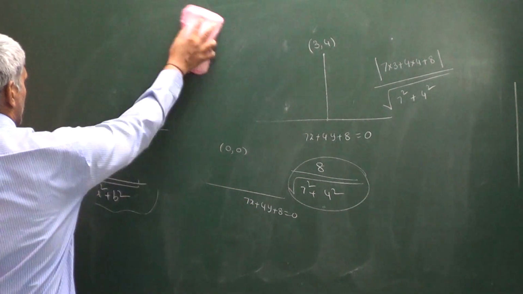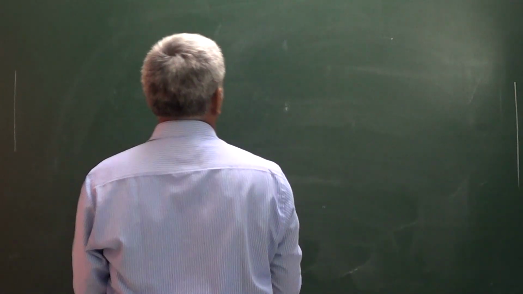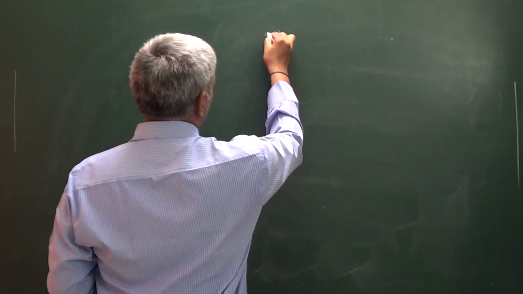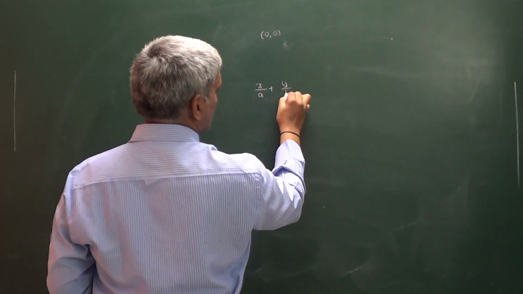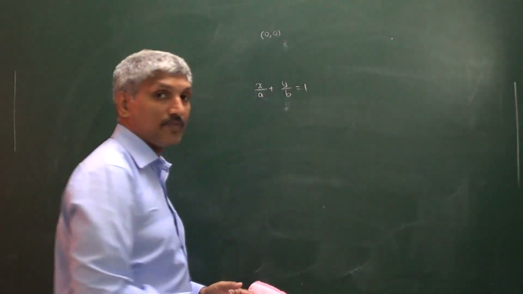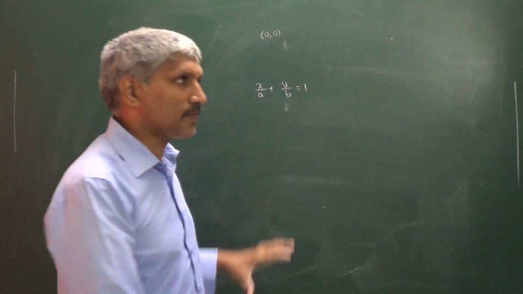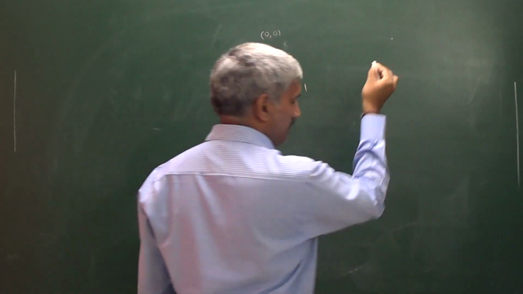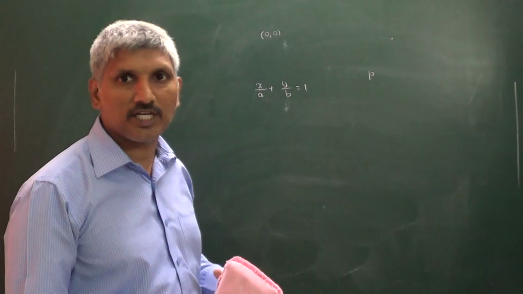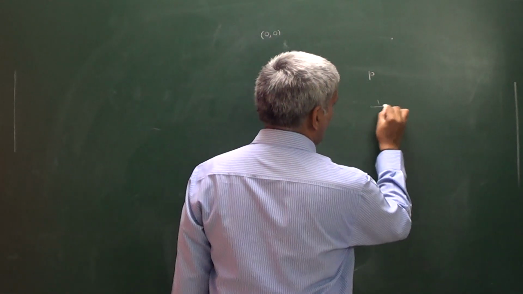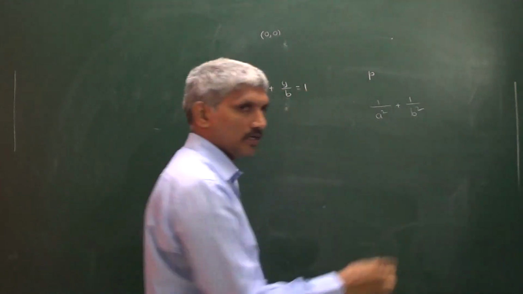Now the information is given in this way: from the origin onto the line whose x intercept is a and y intercept is b, the perpendicular distance is given as p. Then he is asking, what is the value of 1 by a square plus 1 by b square?